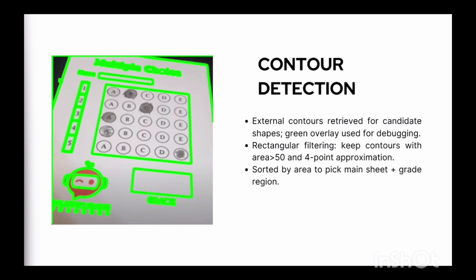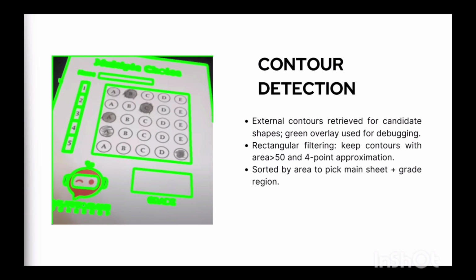Once the image has been pre-processed, we can move on to the contour detection. We extract the external contours, which are essentially the outlines of the shapes in the image. For debugging purposes, we overlay them in green so it is easier to see what the algorithm is detecting. After that, we apply filtering. We only keep contours that have an area larger than 50 pixels and that can be approximated to 4 points, meaning they are likely to be rectangular. This helps eliminate noise and irrelevant shapes.